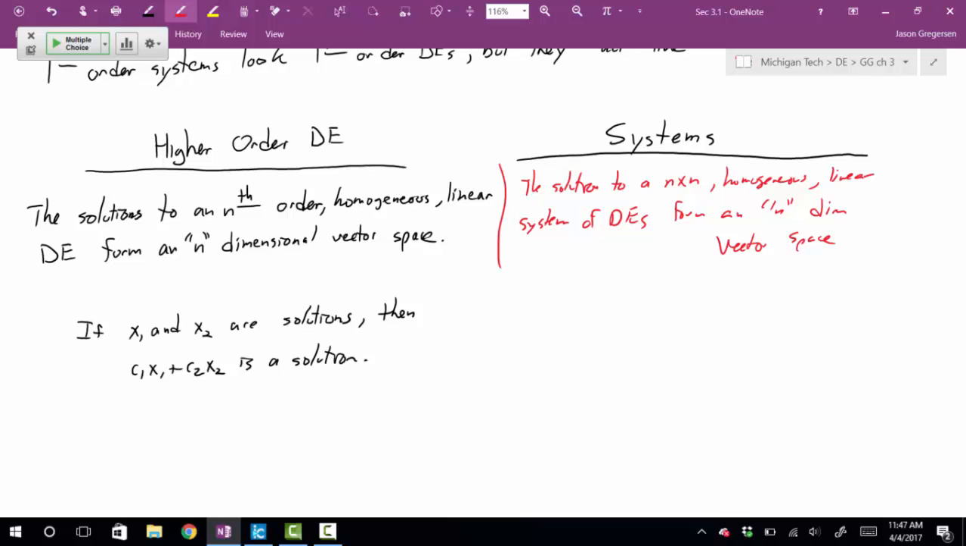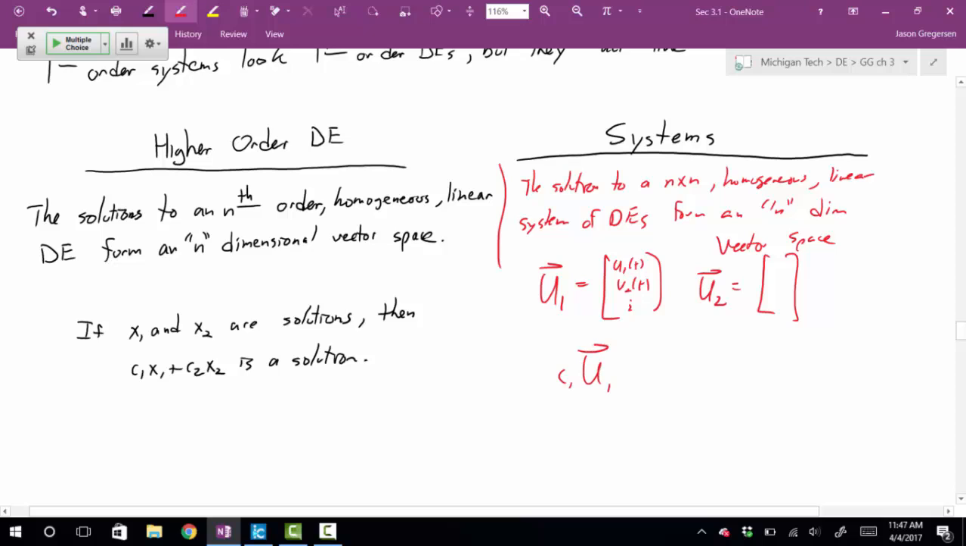Same thing is true with systems now. Exactly the same thing. I have a solution, u1, which is some vector of functions, u1 of t, u2 of t, and so on. I have some other vector of solutions. If those are both solutions to the system, then some constant times u1 plus some constant times u2 is also a solution. This is a new property of systems, but it's the same thing we did already, right? Same idea.